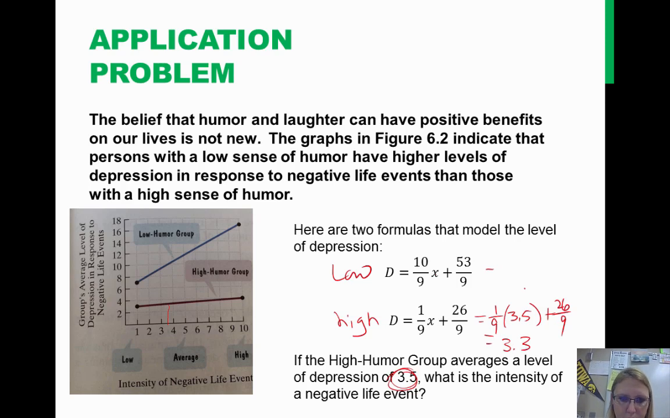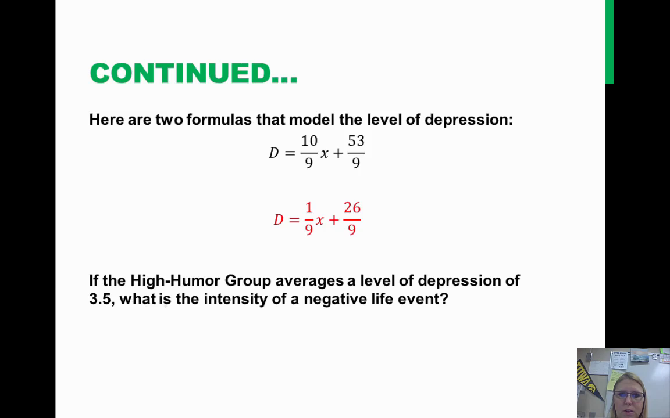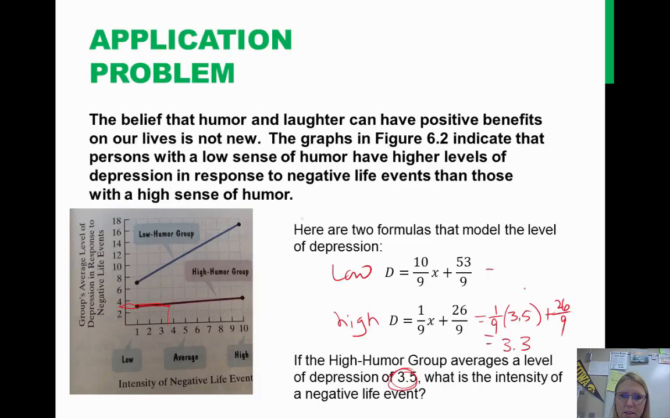So if I come over here to 3.3 and we look at the graph, this does come out to be pretty close to 3.3 on the graph. So here's the two models, and actually we just went through that here. We used this model and we put in 3.5 for x, and we found out the intensity was indeed 3.3.